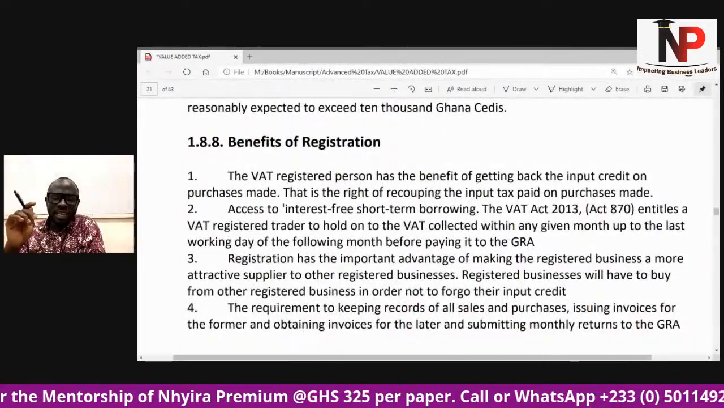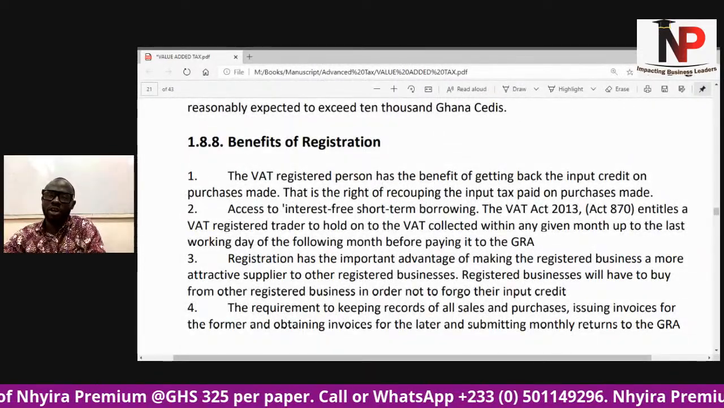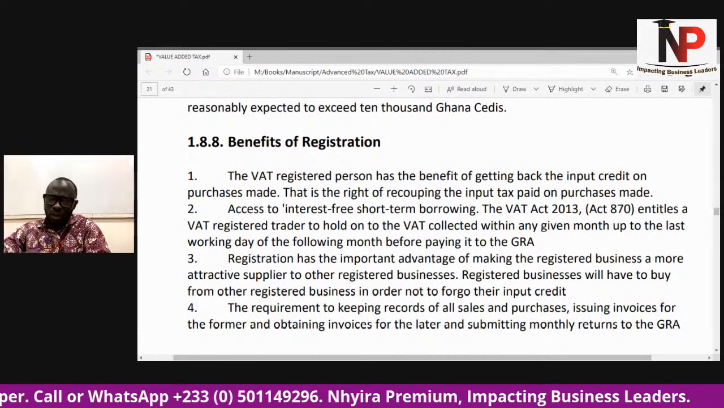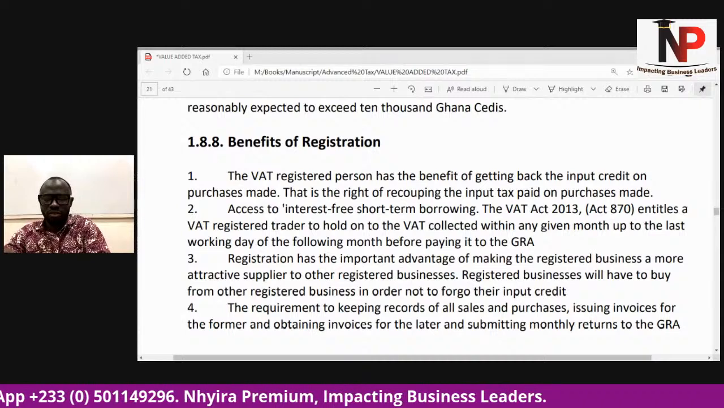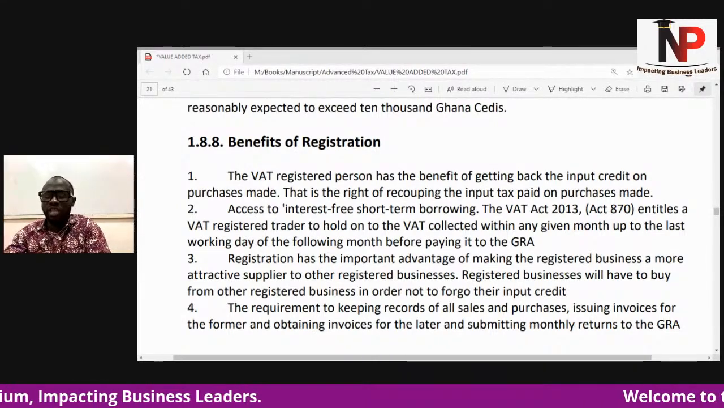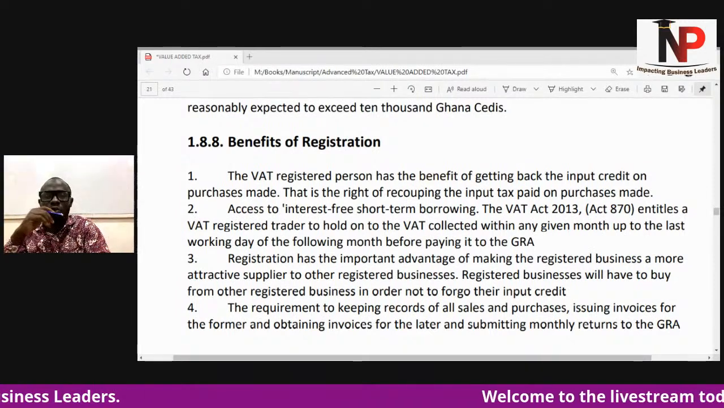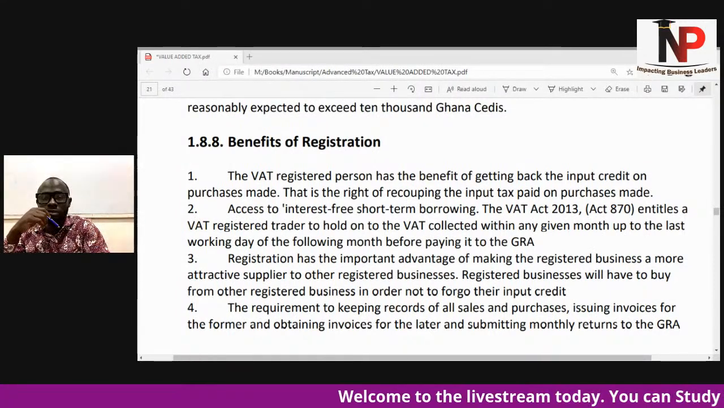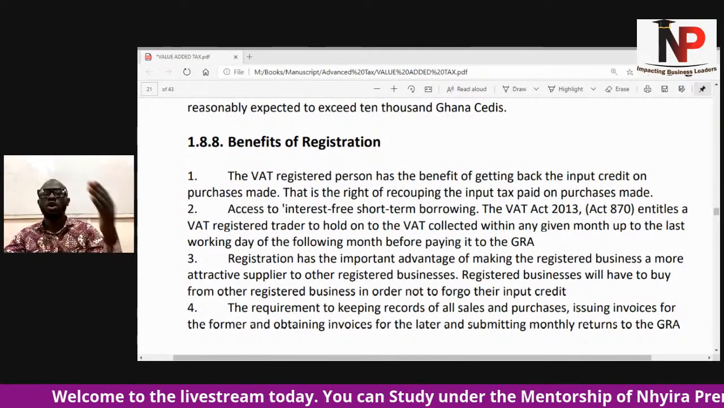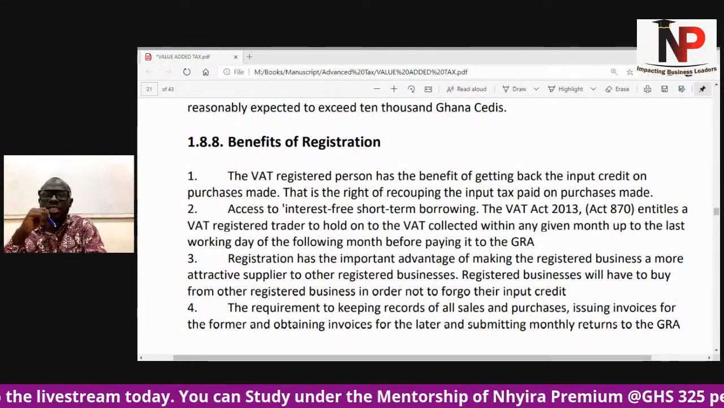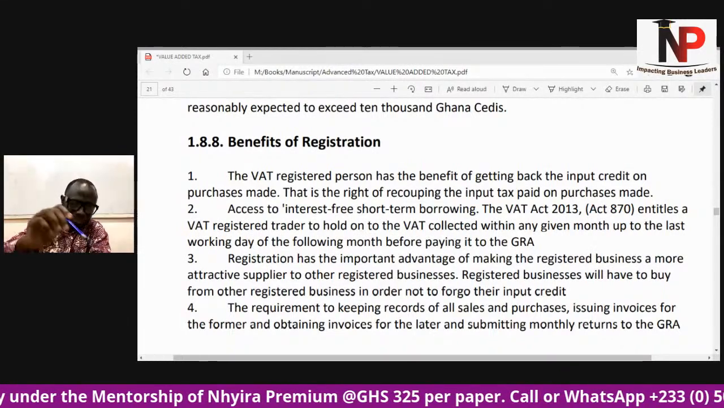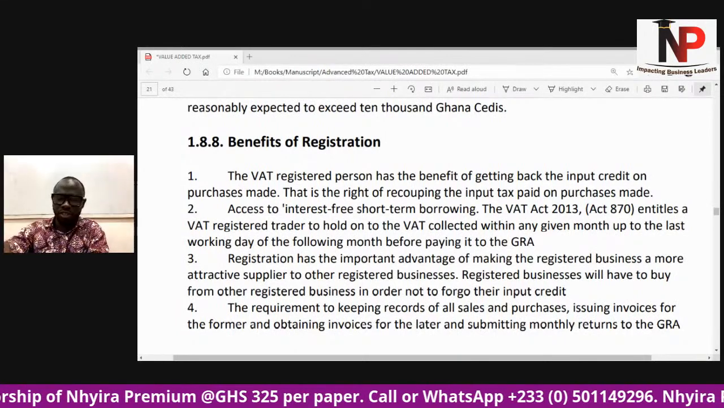But remember yesterday I mentioned something very critical: what is the benefit of registration? When we register to pay VAT, what do we stand to gain at the end of the day? So let's discuss briefly the benefits of registration.